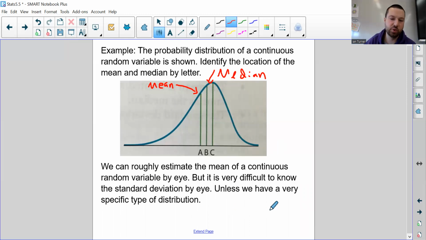Okay, interesting point here. We can roughly estimate the mean of a continuous random variable by eye, but it's very difficult to know the standard deviation by eye unless we have a very specific type of distribution. What do we think we're leading into? The big reveal.